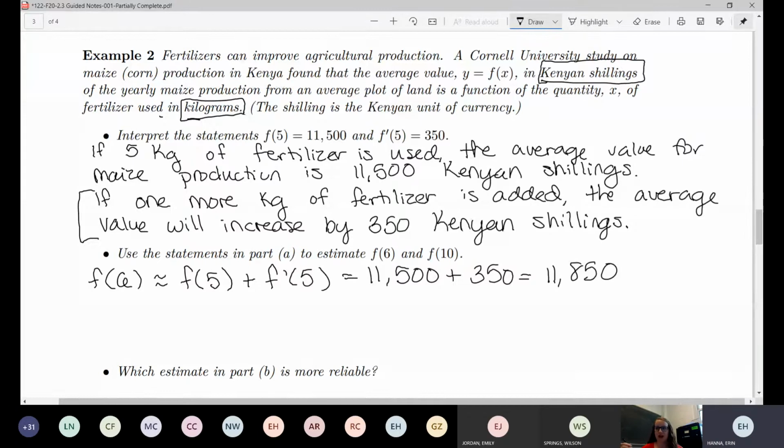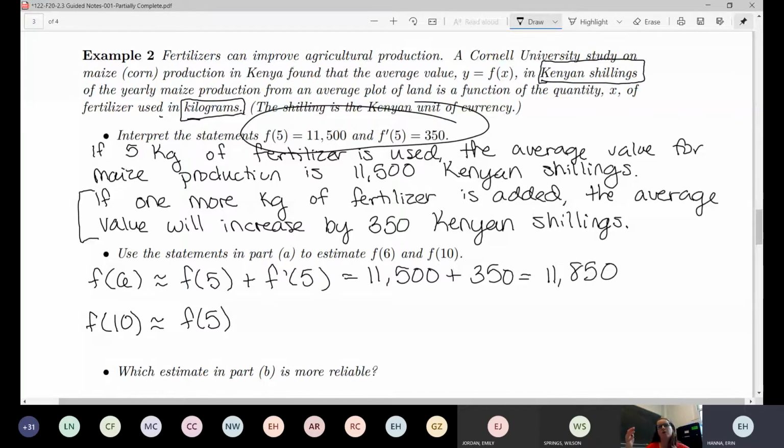Now what if I wanted f of 10? Well, first thing is that I don't want to use f of 6. Whenever you're doing things like this, do not use the numbers you found, only use the numbers you're given. So we're only given f of 5 and f prime of 5. So I kind of have to start at f of 5, if you will. So f of 10, I could estimate this. Well, my only starting point is f of 5.